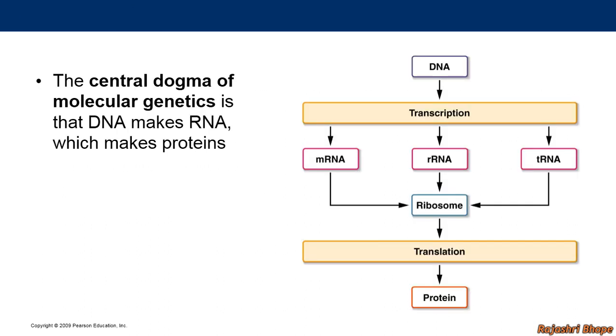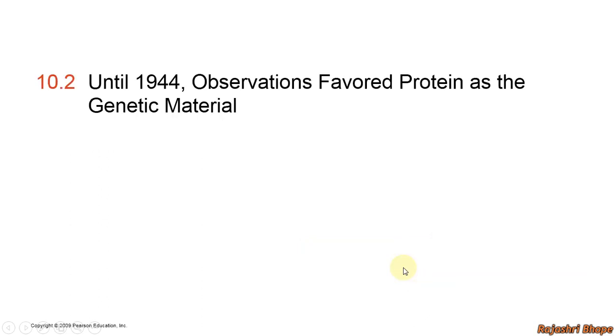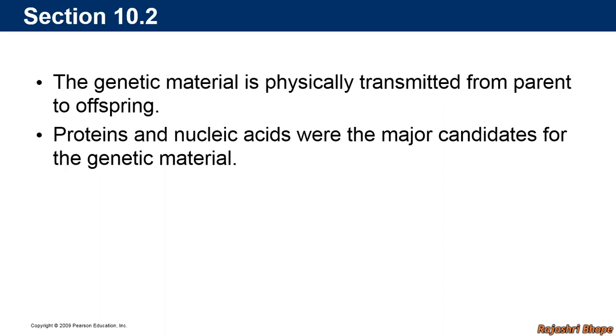This is the central dogma we have already discussed. DNA is replicated, DNA to RNA is transcription, and from RNA proteins are formed. The process is translation. Until 1944, observations favored proteins as genetic material. The genetic material is physically transmitted from parent to offspring.